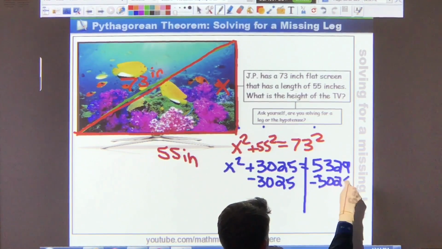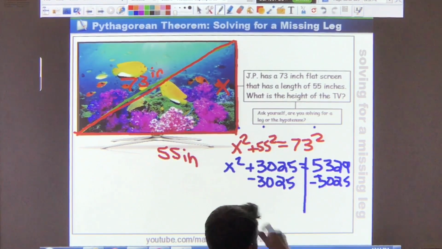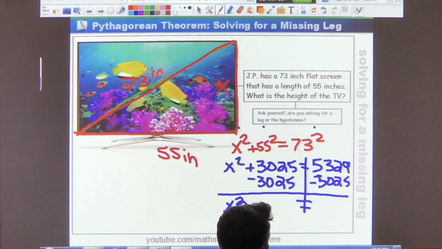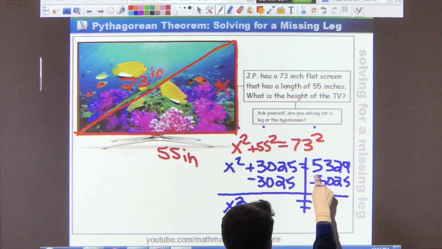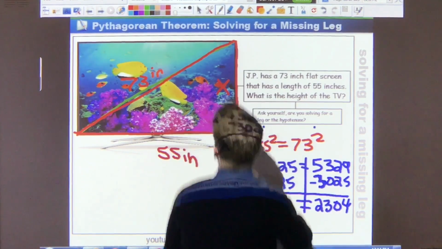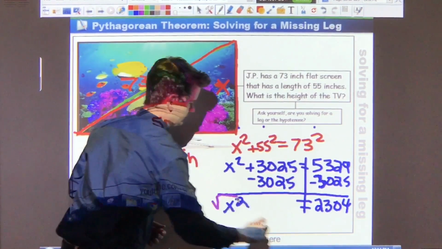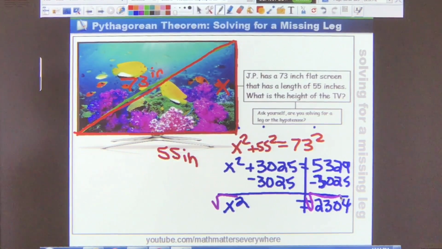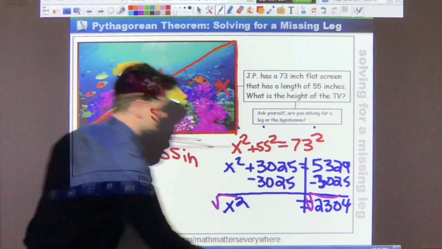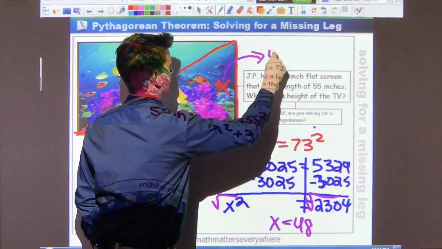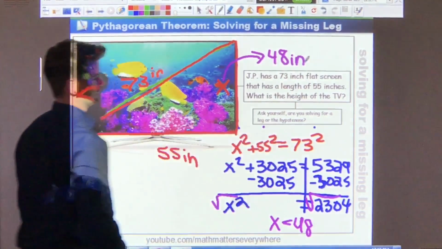This is not really new when you get to this part. We've done this. This is solving equations. We did this in Module 7. X squared is equal to 2,304. Then you have to go in and take the root of both sides. When you take the root of both sides, what are you going to get? 48. So x equals 48, which means the height of this TV is 48 inches.